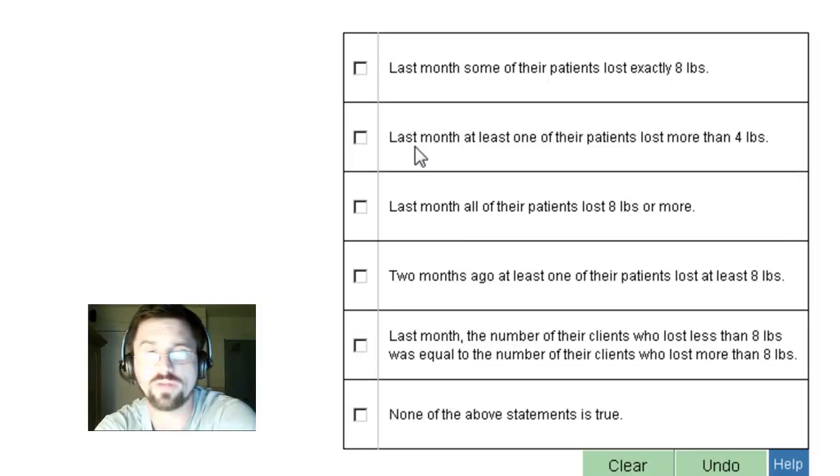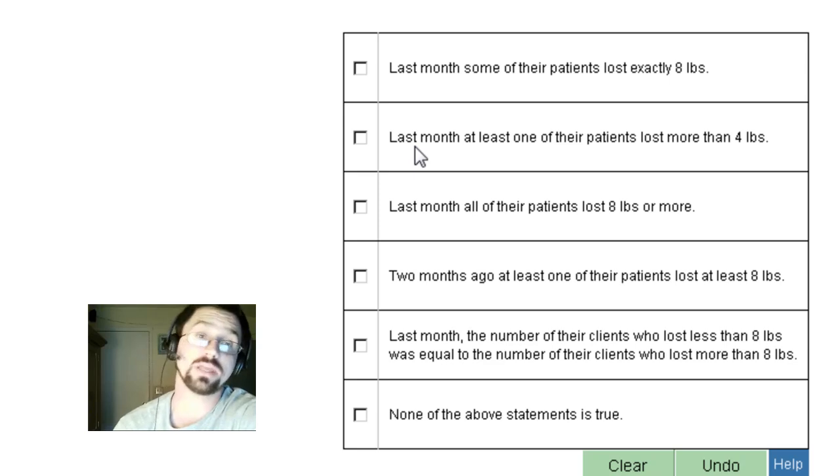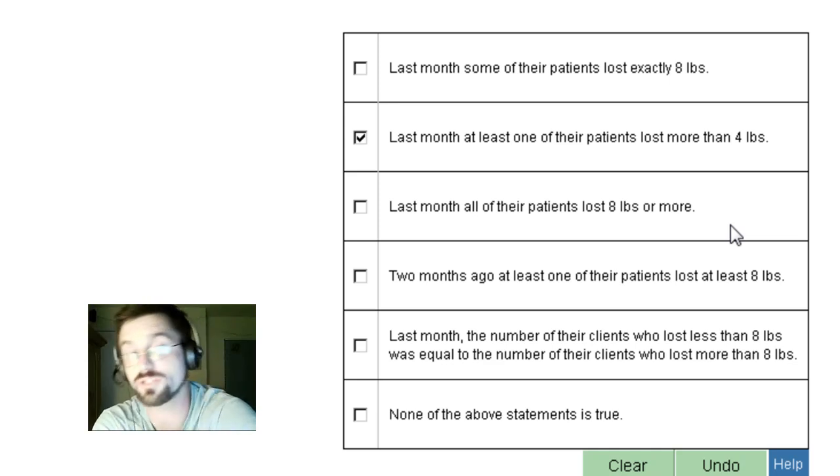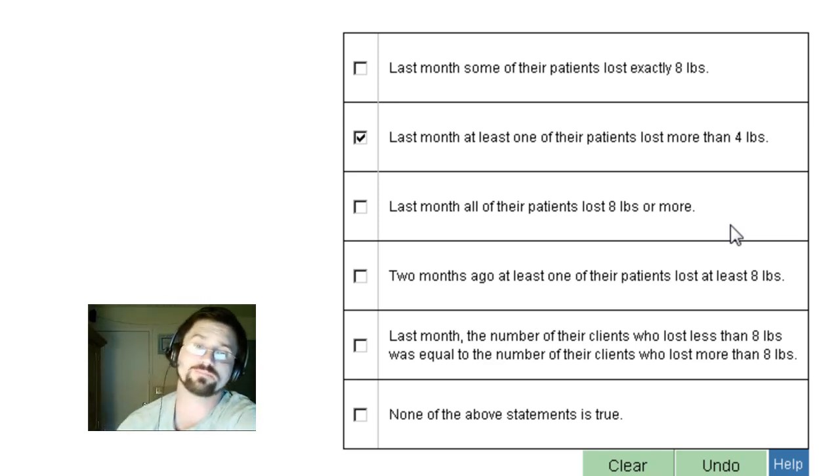Last month, at least one of their patients lost more than 4 pounds. Well, let's assume for a second that this statement is false. If it is false that at least one of them lost more than 4 pounds, what's the opposite of at least 1? Well, not 2, not 3. The opposite of at least 1 is none. And if we assume that none lost more than 4 pounds, then the average could not be more than 4 pounds, right? So this must be true. At least one of them had to have lost more than 4 pounds for the average to have come out to 8 pounds.